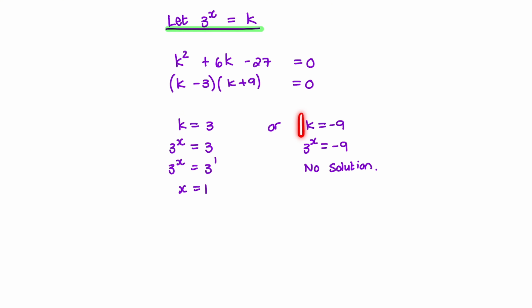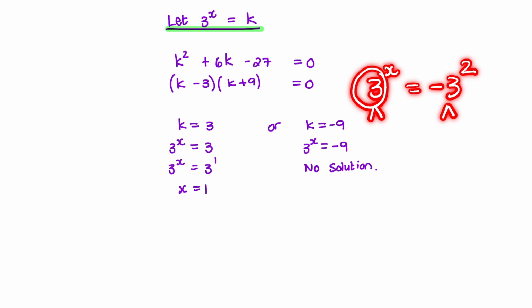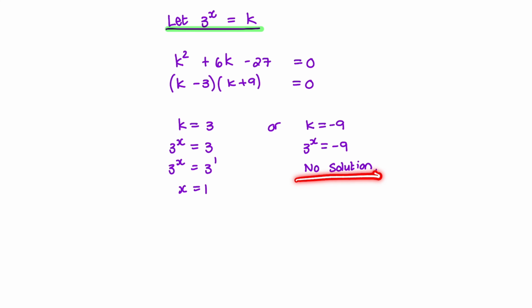In the second solution, we have k is equal to negative 9. Now, if we have 3 to the power of x equal to negative 9, we will have no solution, because there is no way to rewrite negative 9 in such a way that it's 3 to the power of 2. Our problem is the negative in front of the 9. So I can write negative 9 as negative 3 to the power of 2. But you notice the bases are not the same. On the left, we have a base of positive 3, and on the right, a base of negative 3. And because the bases are not the same, we cannot solve for x. So we say there is no solution.